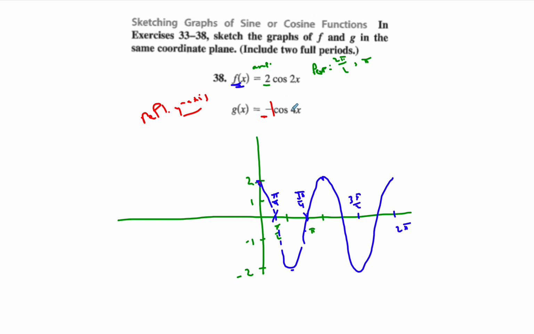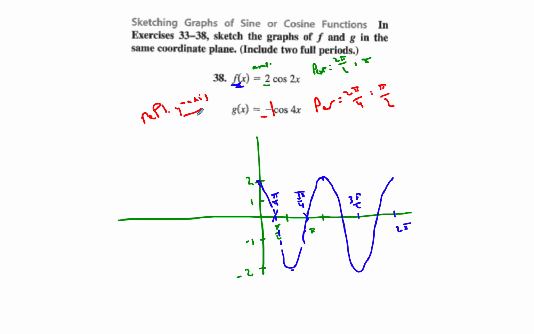Now, this thing has a couple other things going on. This has a period equal to 2 pi over 4, aka pi over 2. So this thing is going to repeat itself in pi over 2 units. That is twice as fast as the other graph. So by the time it hits pi over 2, it's going to have gone around once.